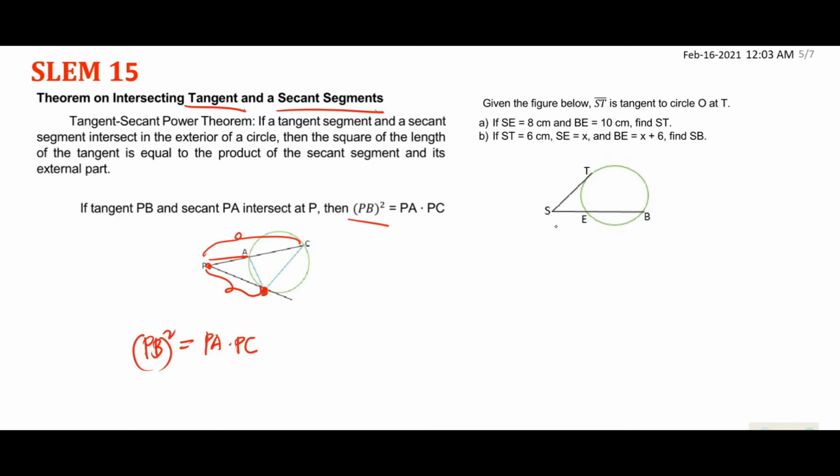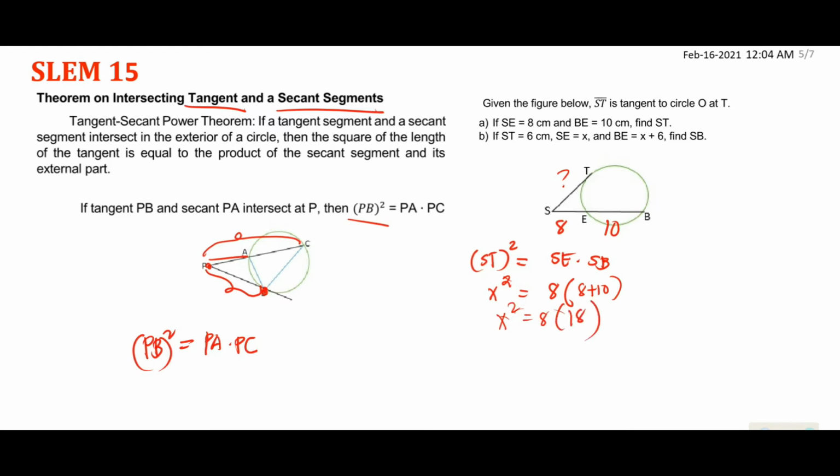Let's have letter A first. If SE is 8 and BE is 10, what is the measure of ST? So, this is ST squared, kasi siya yung tangent. So, SE times SB. Sulat n'yo muna yung pinaka-formula. Since walang ST, so that's x squared. Ang SE mo ay 8. Ang SB mo ay 8 plus 10, which is 18. So, that's x squared equals 8 times 18.